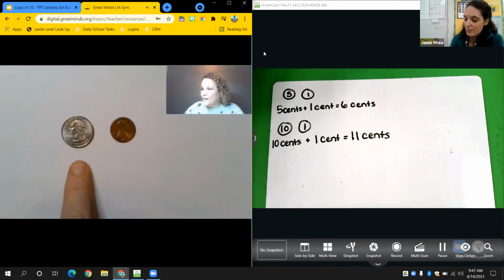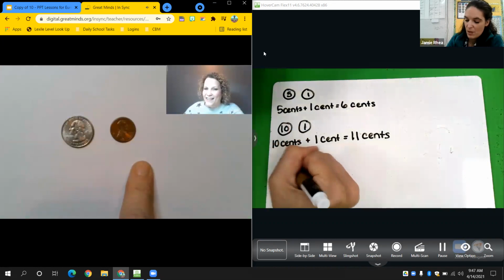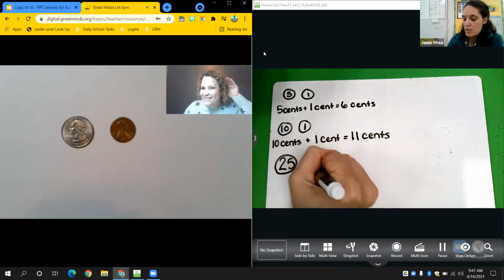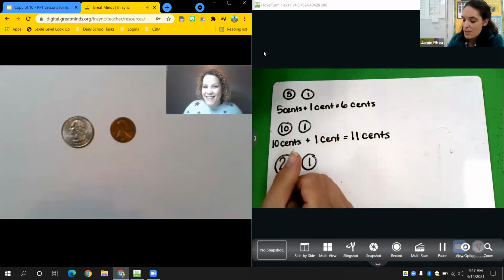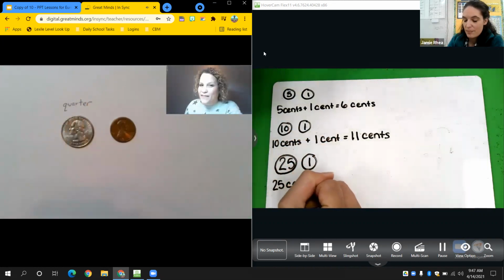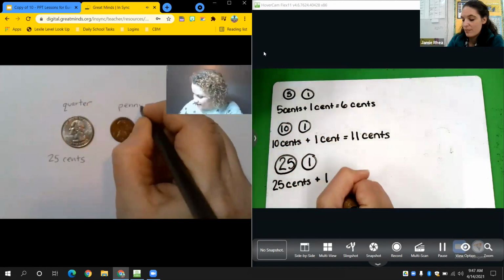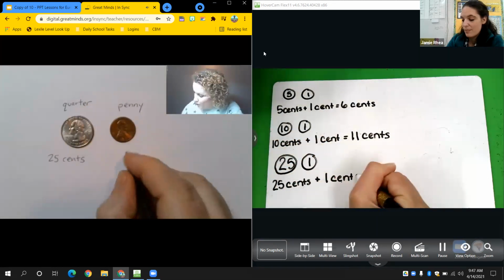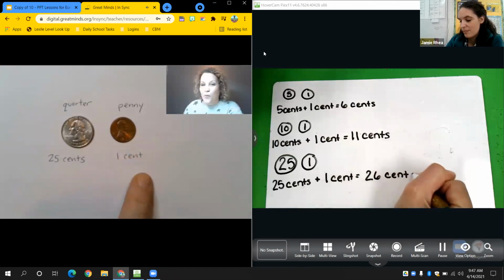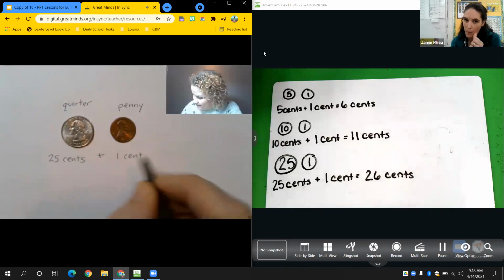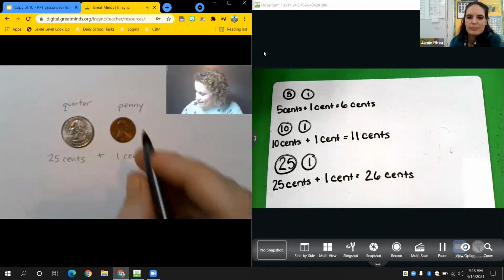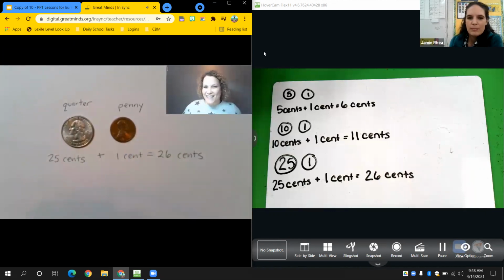Now I have 1 quarter and 1 penny. How many cents do I have? I know that a quarter is 25 cents and a penny is 1 cent. So 25 plus 1 is 26. A quarter is worth 25 cents. A penny is worth 1 cent. When I add 25 cents and 1 cent, that's equal to 26 cents. Let's take a picture.